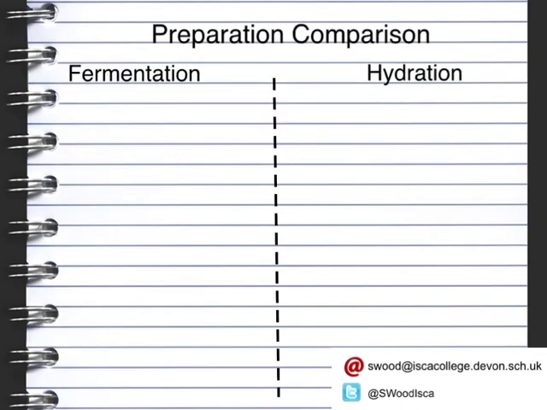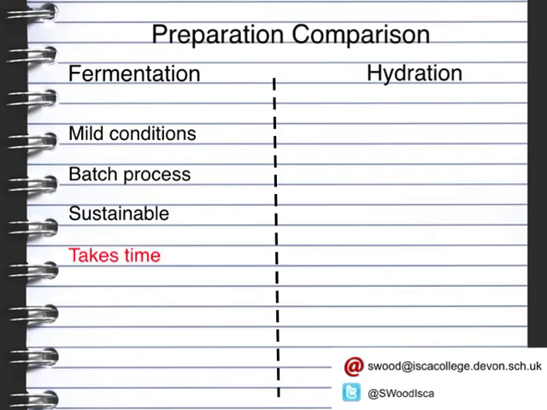We've looked at the two methods of making ethanol via fermentation and via hydration. What we're going to do now is just compare the two conditions. We'll look at fermentation first. First of all, it requires mild conditions, so it can be done at atmospheric pressure and at a slightly raised temperature of 40 degrees. It's a batch process. It's sustainable because the raw materials come from plants.